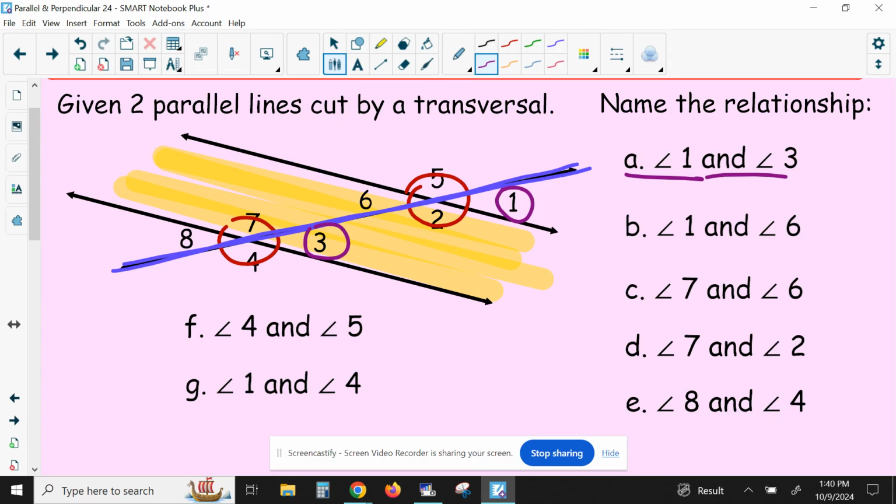Are these guys on the same pizza? Look at them. They're not on the same pizza. 1 is on this pizza, and 3 is on this pizza. So they are on different pizzas. So what's the only angle possibility we have left? What do we got? Corresponding? Is that what you're going to say?